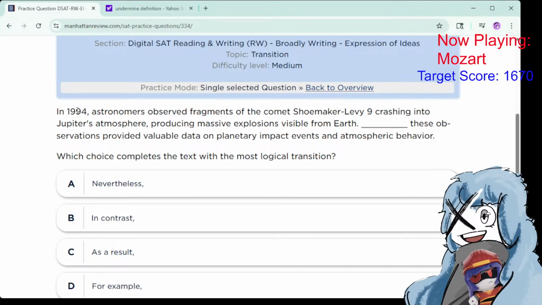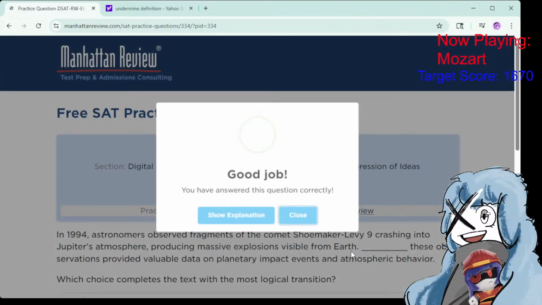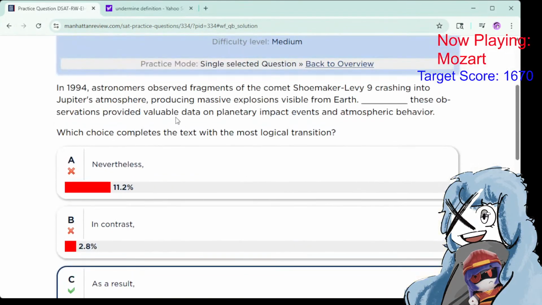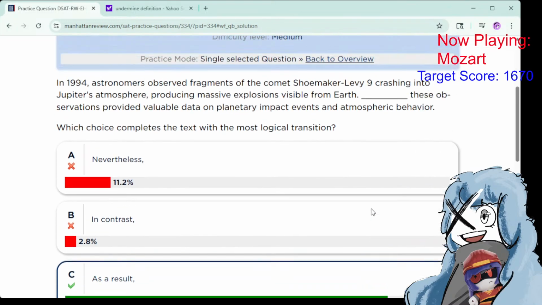In addition, in 1994, astronomers observed fragments of the comet Shoemaker-Levy 9 crashing into Jupiter's atmosphere, producing massive explosions visible from Earth. These observations provided valuable data on planetary impact events and atmospheric behavior. As a result, it's because of the observation provided. It's saying how this led to this, and this is the only "as a result" one that is like continuous branching.